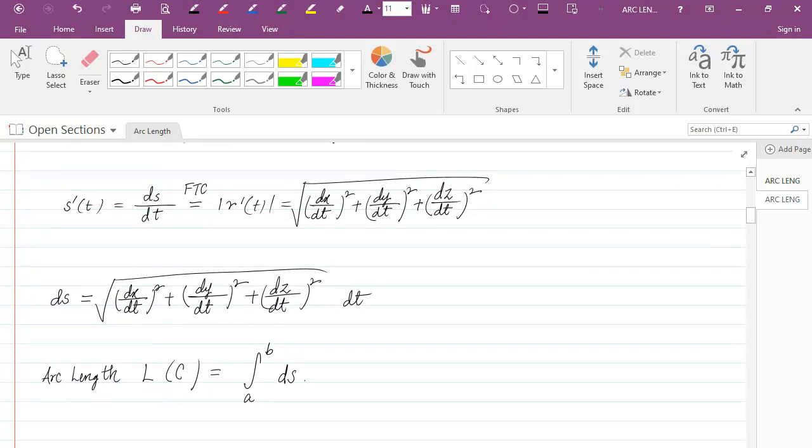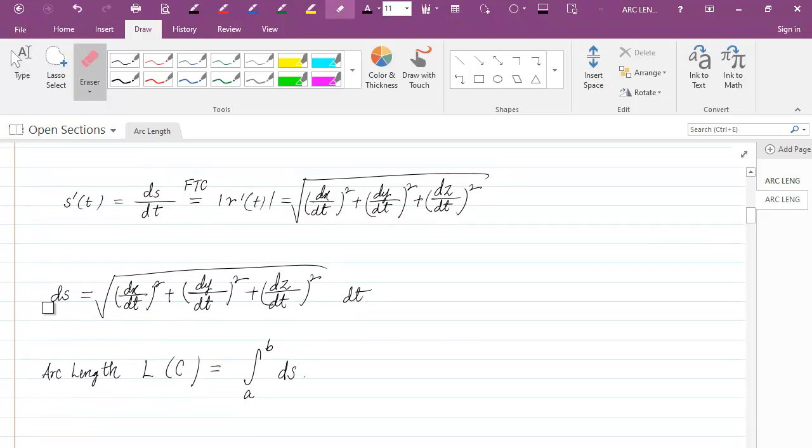So as a result, we can say that the differential of s is equal to this quantity multiplied by the differential of t, because ds dt is this quantity. So recall that what this means is that if dt represents a small change in t, then ds represents the induced change in arc length. If I think in terms of a distance function, then if dt is a small change in time, then ds is the induced change in distance.